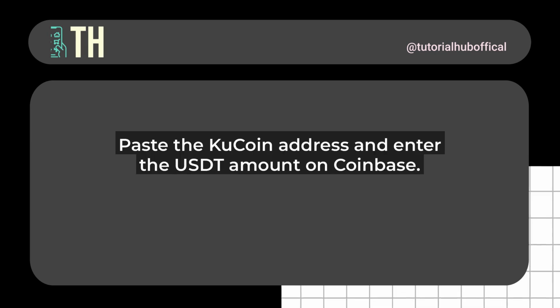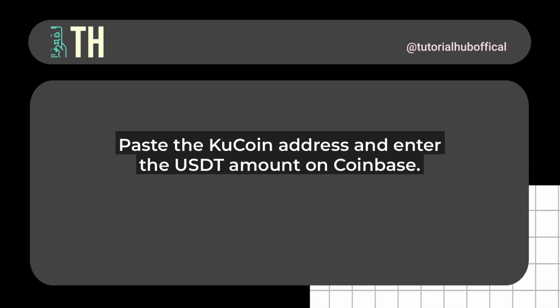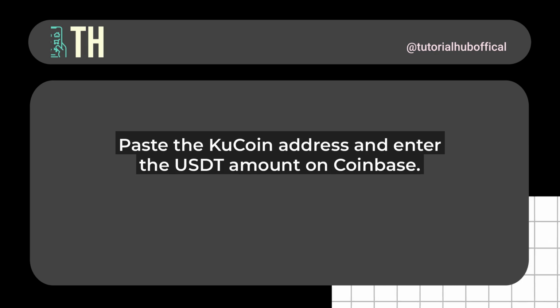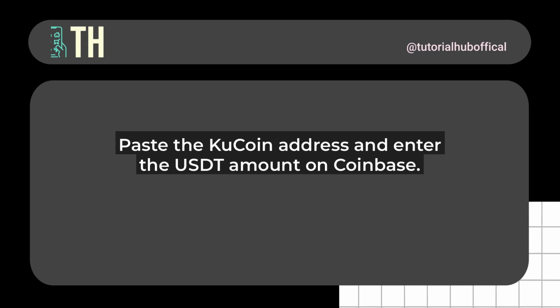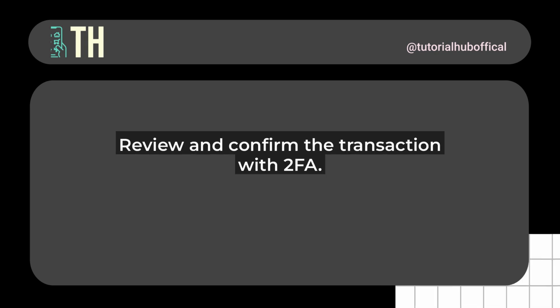Back on Coinbase, paste the KuCoin address into the withdrawal form. Enter the amount of USDT you want to send, but remember to leave a little extra for network fees. These can vary based on blockchain congestion in 2025. Review everything: the address, the amount, and the network. Hit confirm, and you'll likely need to verify this with two-factor authentication for security.